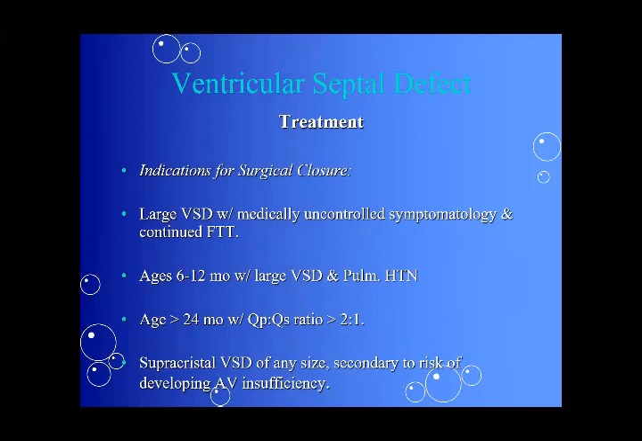We don't wait for closure because this ventricular defect is now causing symptoms in the patient. Indications for surgical closure: a large VSD with medically uncontrolled symptoms, at 6 to 12 months; a very large VSD with pulmonary hypertension, before 24 months; if the patient has developed raised pulmonary hypertension; and a supracristal VSD of any size.